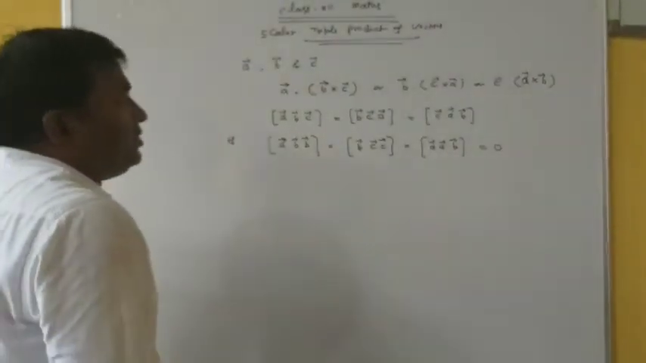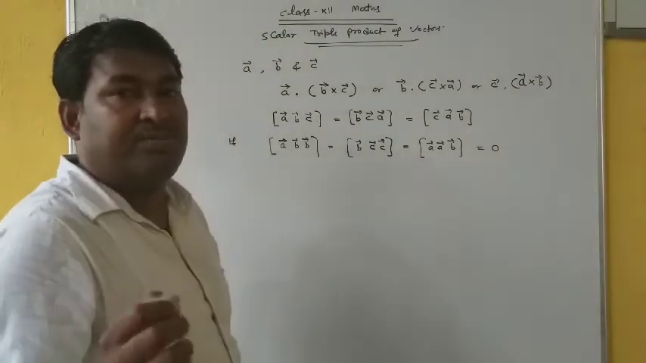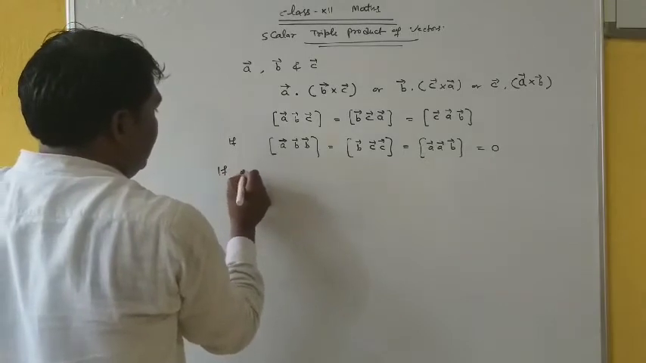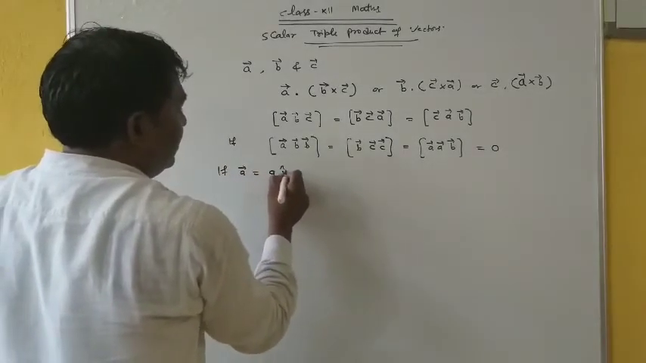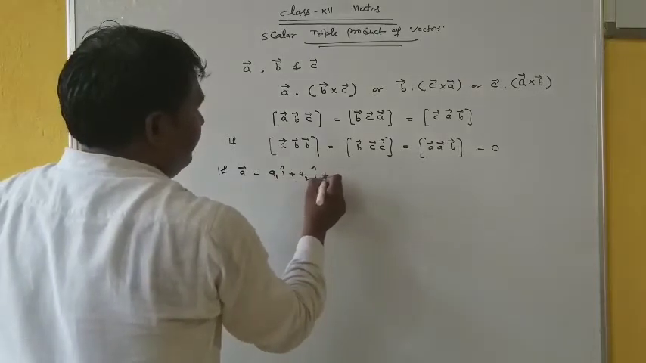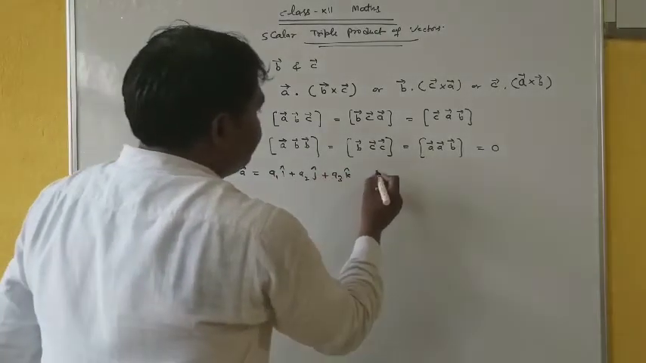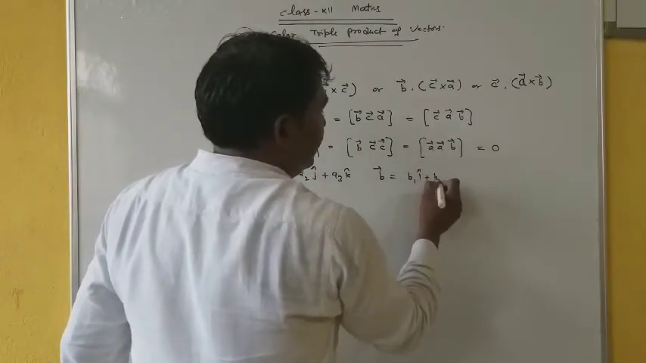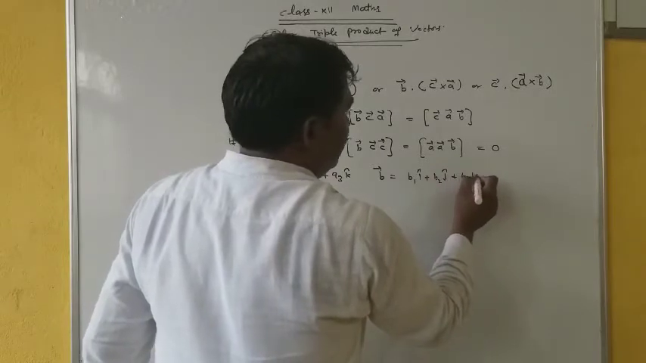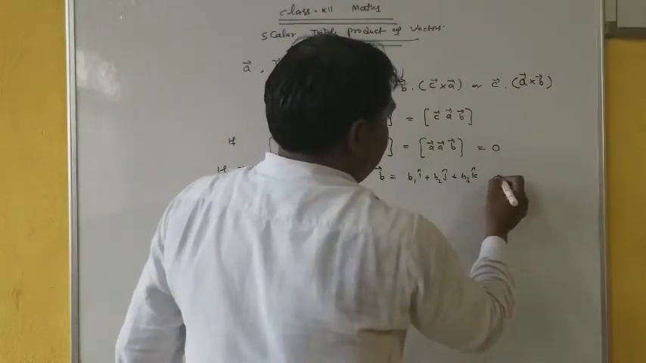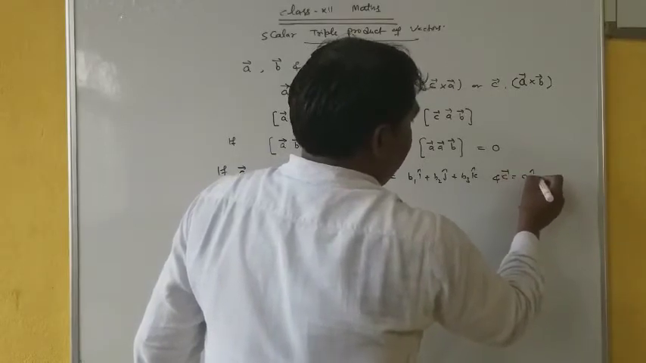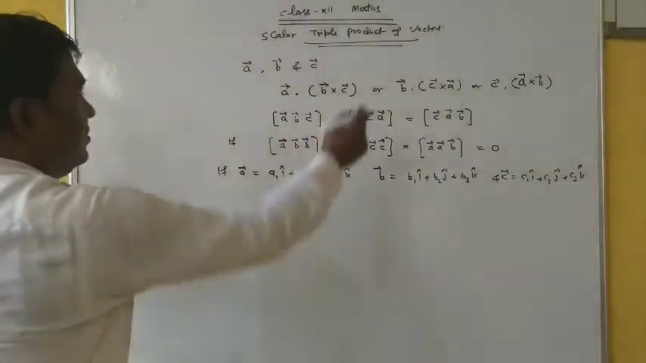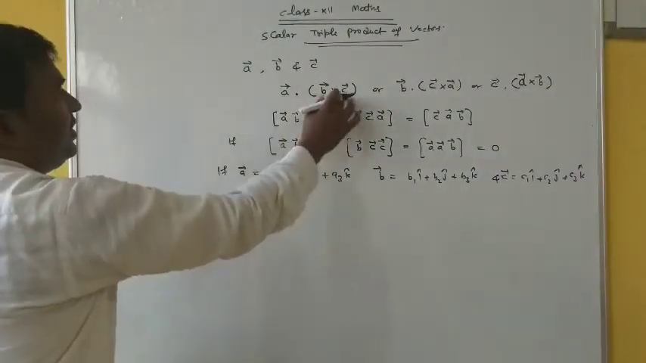Now let's see how we can find the scalar triple product if three vectors are given separately. So if vector A is A1 i cap plus A2 j cap plus A3 k cap, and vector B is B1 i cap plus B2 j cap plus B3 k cap, and vector C is C1 i cap plus C2 j cap plus C3 k cap, then how can you find A dot B cross C?